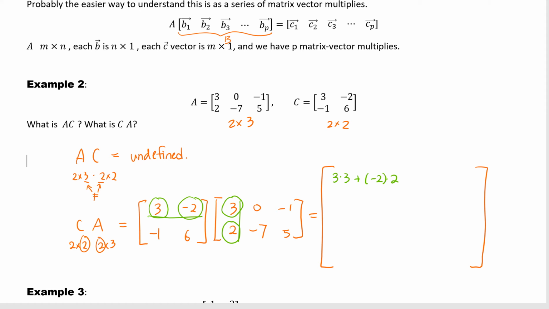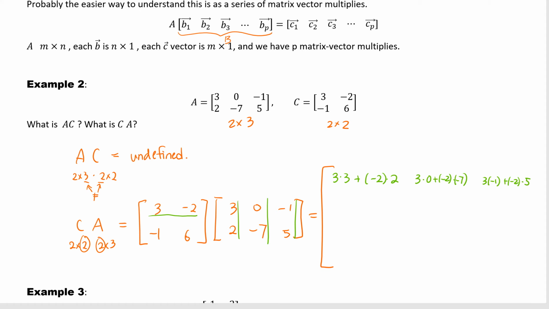Okay, and then let's continue. So that's the first row times the first column. And then the next entry, the 1, 2 entry, we use the first row times the second column. So 3 times 0, and then plus minus 2 times minus 7. Oh, no more space. Okay, so far so good. And then we use the first row times the third column. Okay, so we have 3 times minus 1 plus minus 2 times 5.